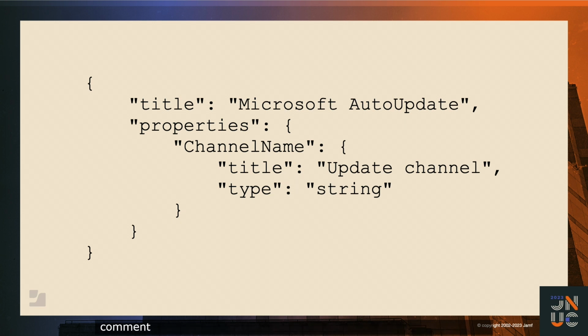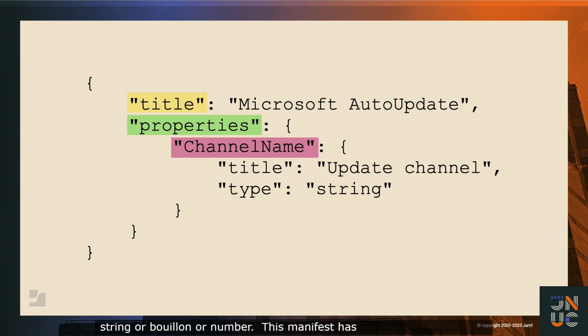Third, what about those curly braces? Curly braces hold objects, which is just a fancy way of saying that the value of a property is a little bit more complex than just a simple string or Boolean or number. This manifest has two objects, title and properties, but one of its objects has a sub-object called channel name made of multiple properties.